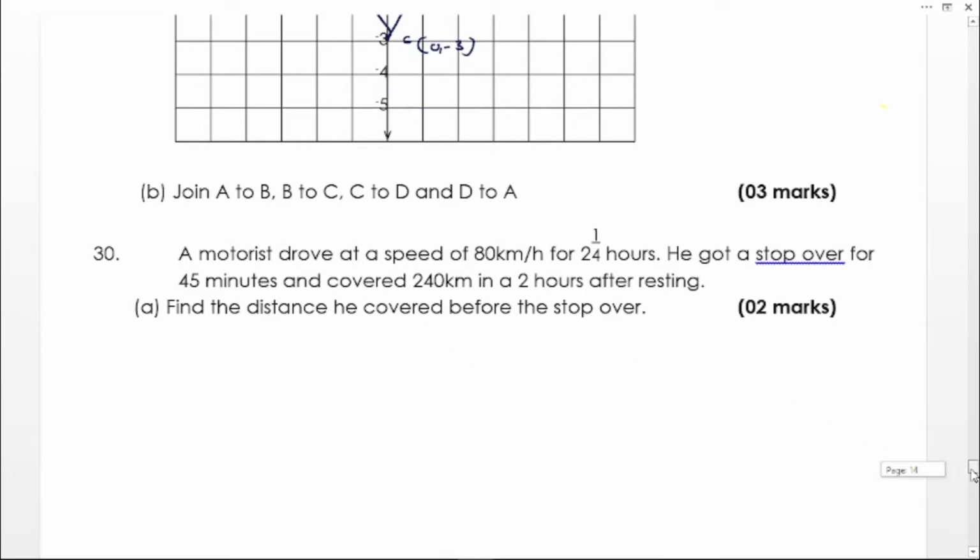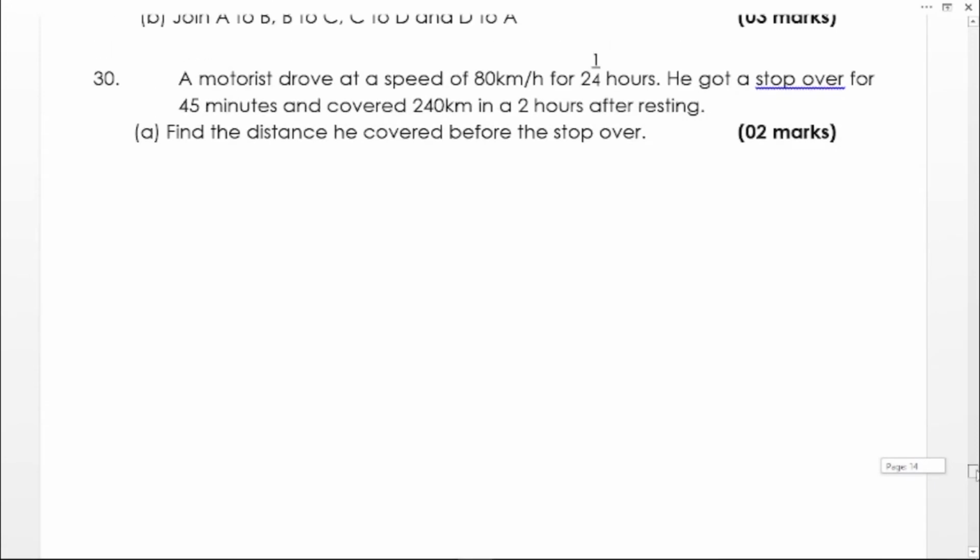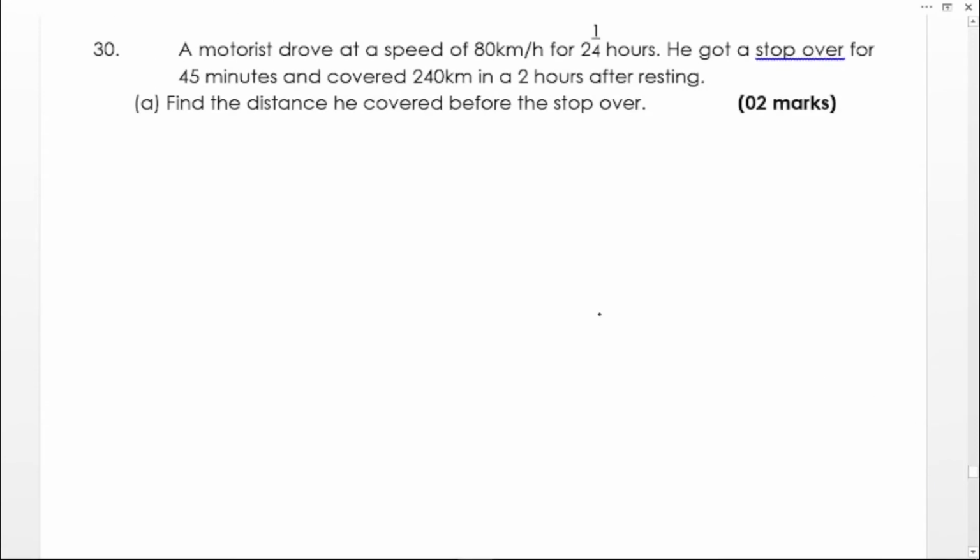Okay, now we are having this number 30. A motorist drove at a speed of 80 kilometers per hour for 2¼ hours. He got a stopover for 45 minutes and covered 240 kilometers in 2 hours after resting. Find the distance before he got a stopover. So distance is equal to speed times time. Now speed, what is that speed? It is 80 kilometers per hour times 2¼ hours.